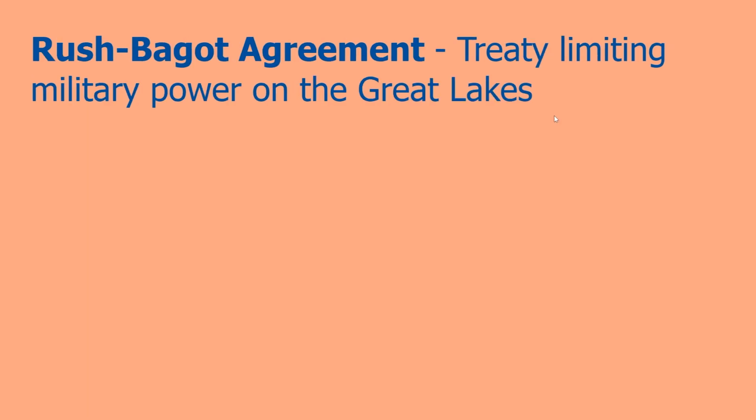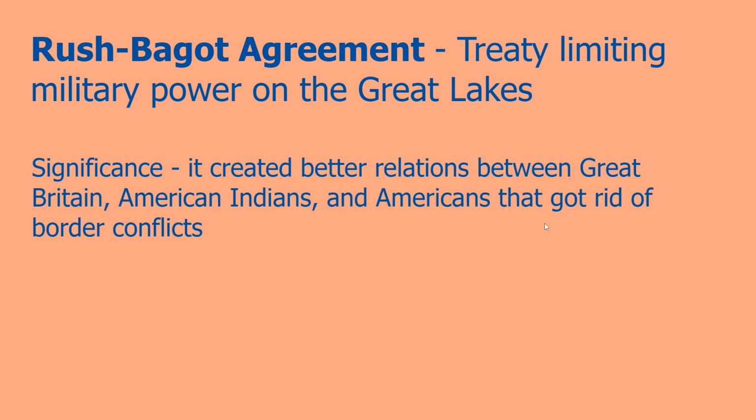The Rush-Bagot Agreement, treaty limiting military power on the Great Lakes. It created better relations between Great Britain, American Indians, and the Americans that got rid of border conflicts.